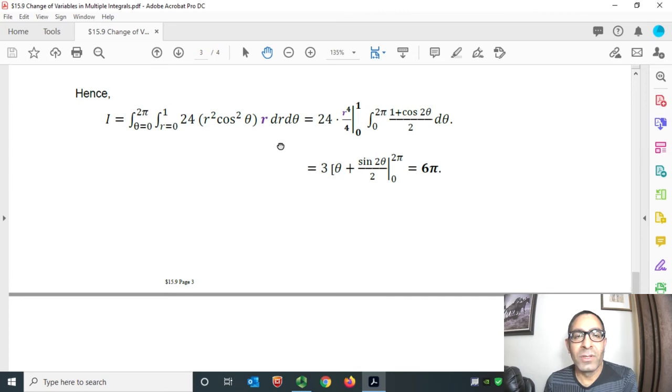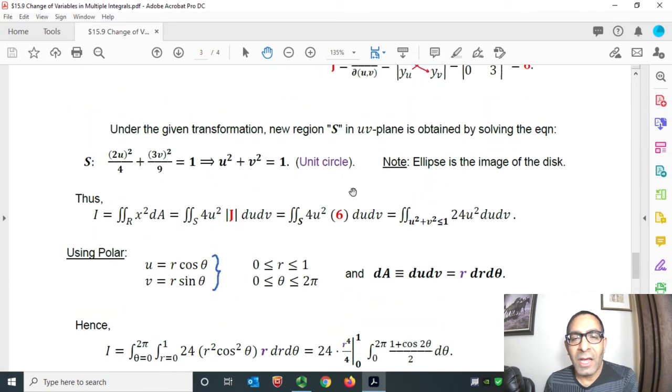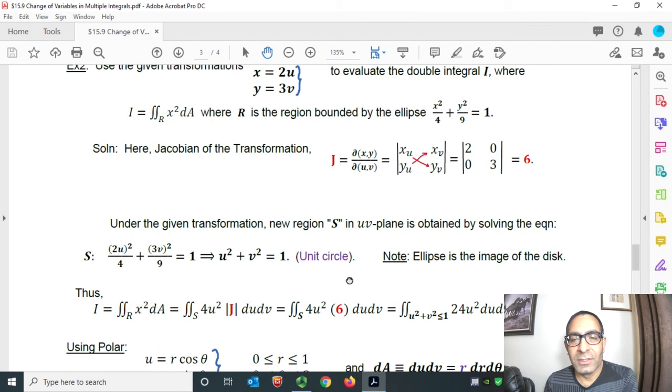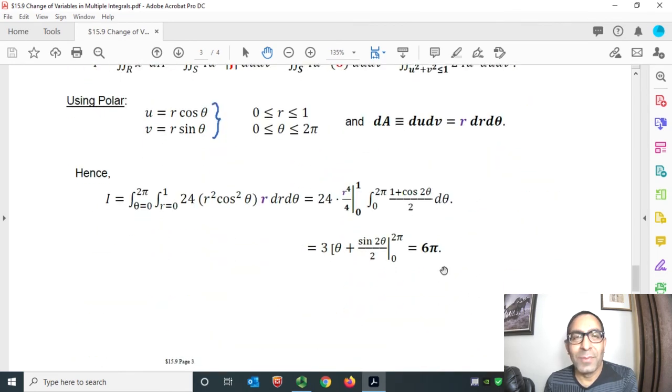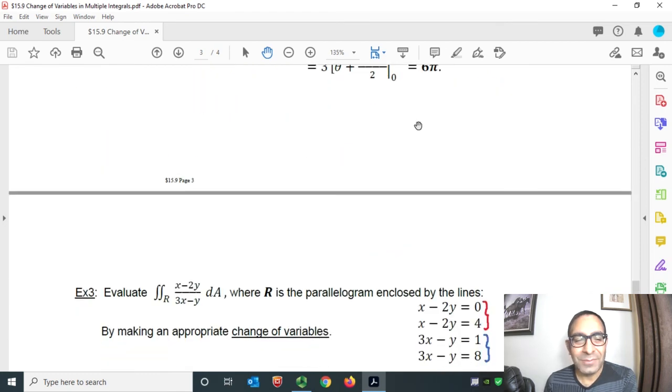Hence, we found the value of this given double integral is 6 pi. I hope this computation makes sense to you all. Great. Now let's move on.